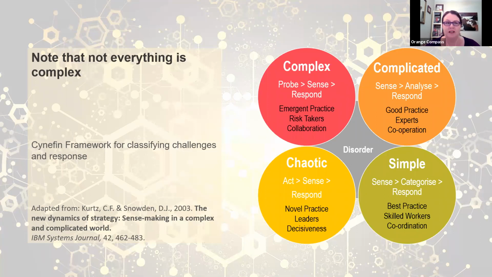Now, I will say not everything is complex, and we can also think about our challenges in a similar way. So in a complex context, or particularly with a complex challenge, the way we would respond or work in that context might be different than if it was simple. In a simple situation, we might just need best practice, skilled workers and coordination, which might mean if we want to make a cake, we need the best recipe and a good chef. In a complicated context, we have a pretty good idea of how we want to respond, but we need experts, knowledge, cooperation to make it happen.